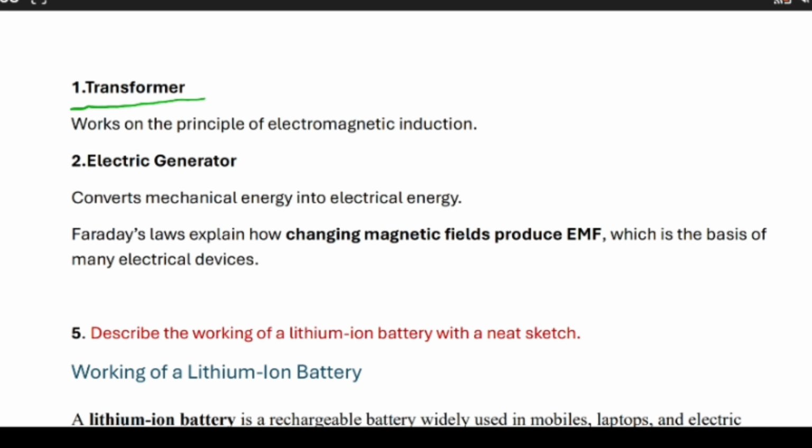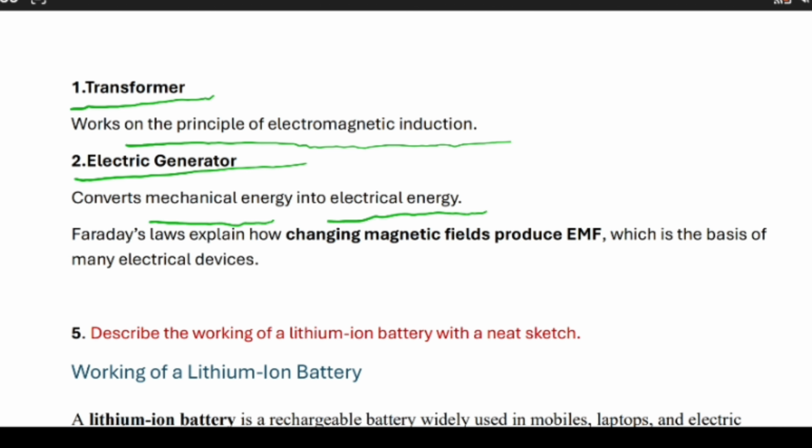Application: we can use it in transformers. The working principle of electromagnetic induction is used in an electric generator. It converts mechanical energy into electrical energy. Faraday's laws explain that a change in magnetic flux produces EMF, which is the basis of many electrical devices.